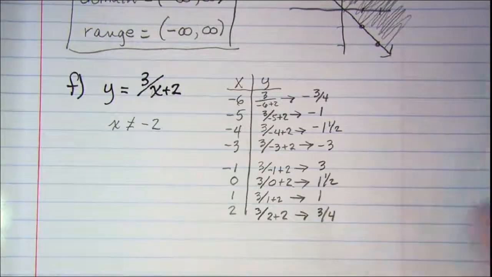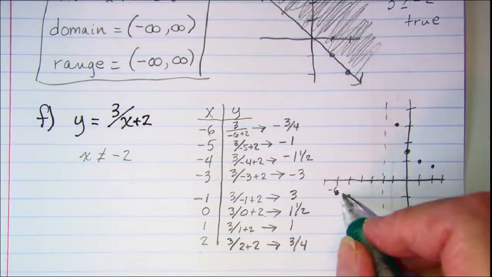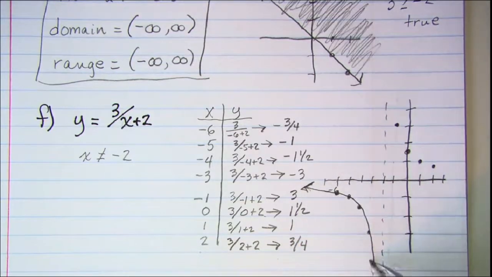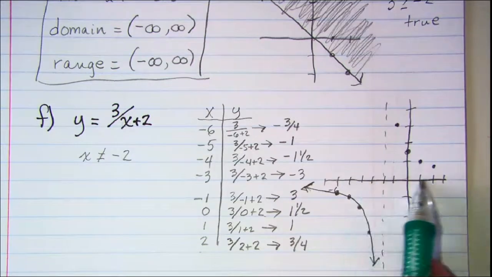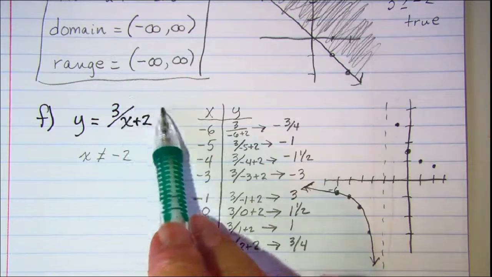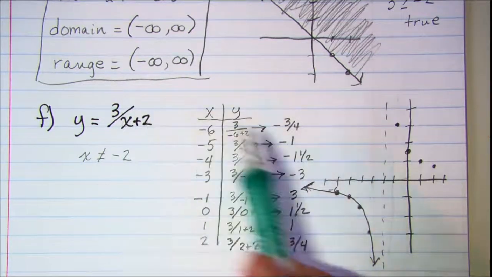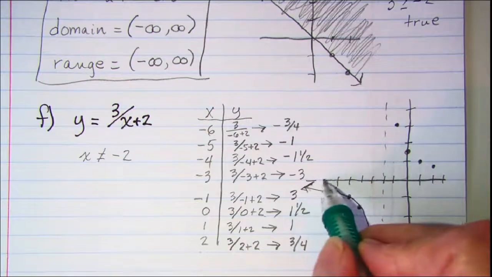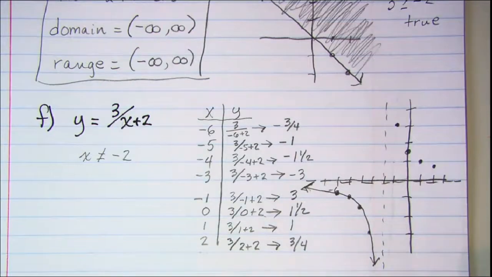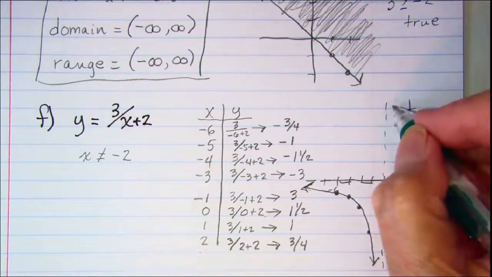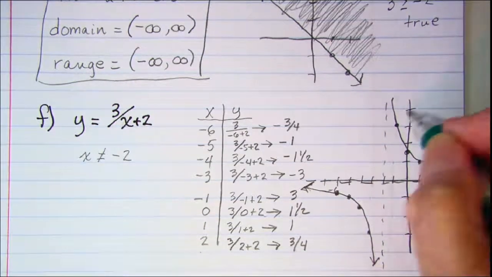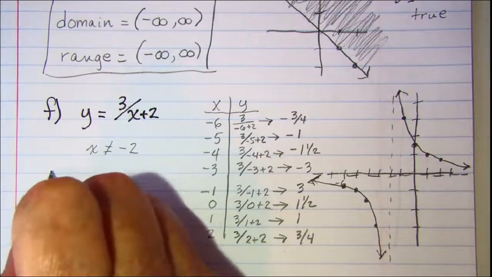So our graph on this one looks like this. Notice that we'll never cross the x-axis either, because in order to do that, this whole fraction would have to equal 0, and that won't ever happen. So we also have this asymptote here, the horizontal line y equals 0. And then on this side we have a curve that looks like this. So this one is a function.